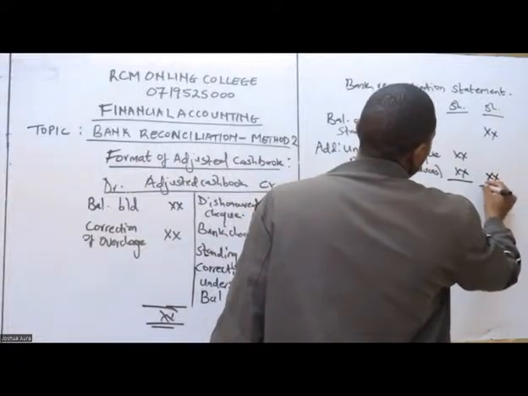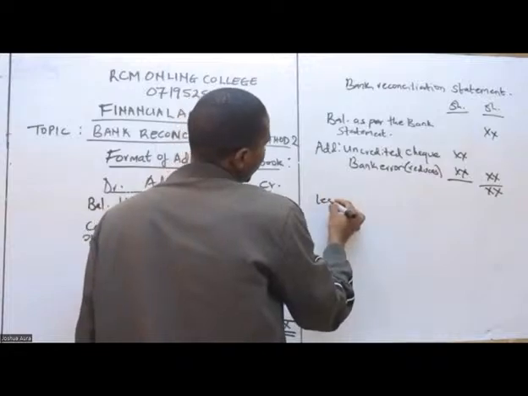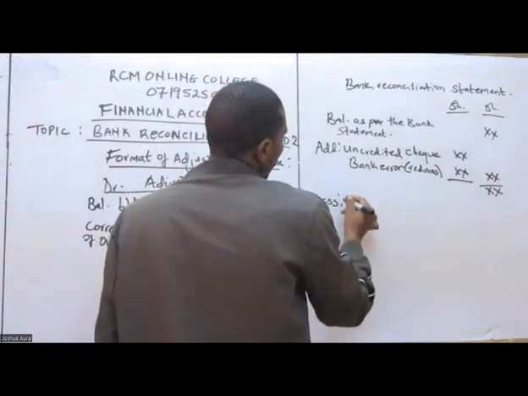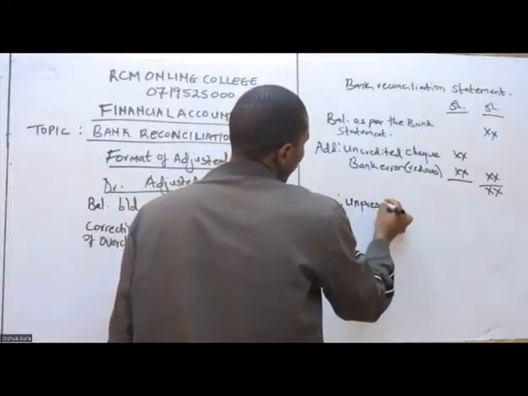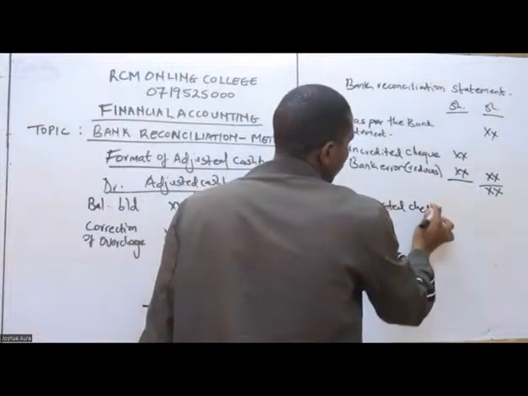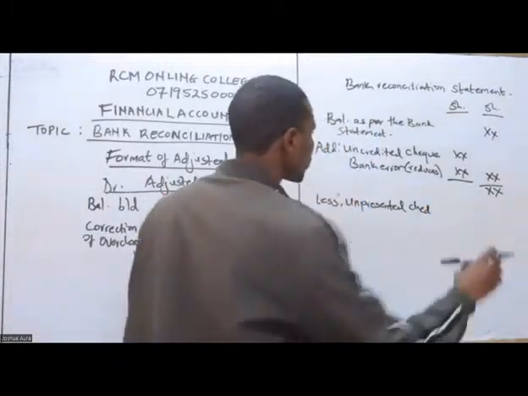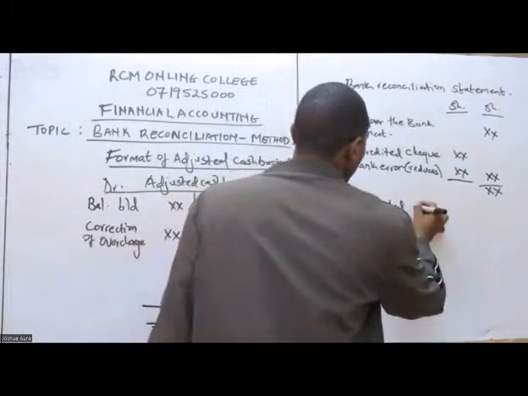Then you sum, you get the total. Then you less. What do you have to less? You have to less unpresented checks. These are those checks that were not presented. Unpresented check or deposits.